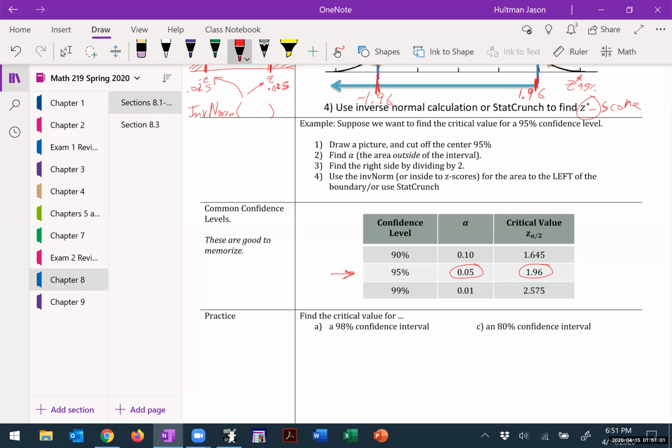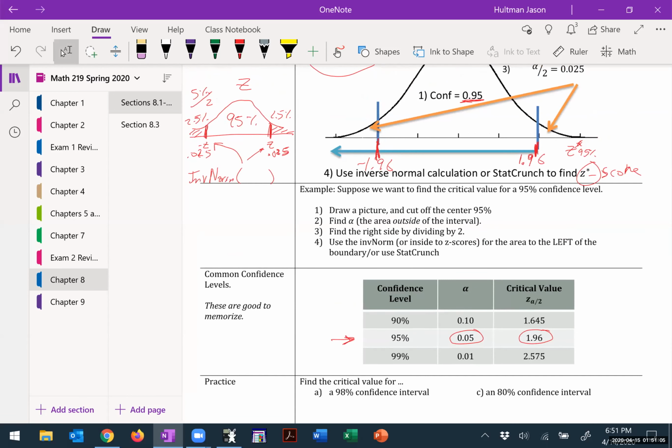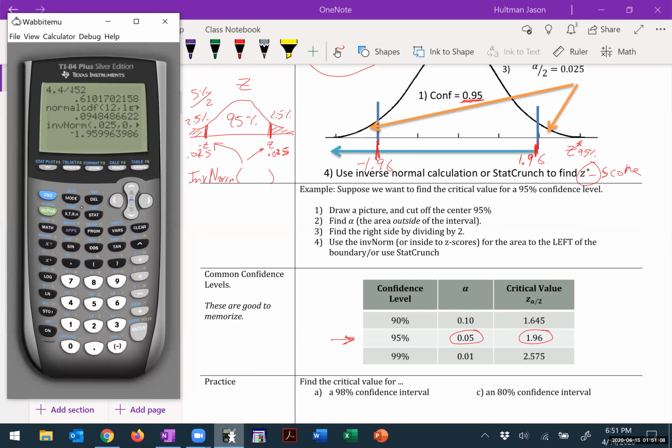Can we go back to the calculator, what you typed in? Yeah, sure. So all I did was go second vars and then inverse norm. And I just typed in 0.025, 0, 1, and on the newer versions, you may have to put left. Okay, thank you. Sure. Boom.